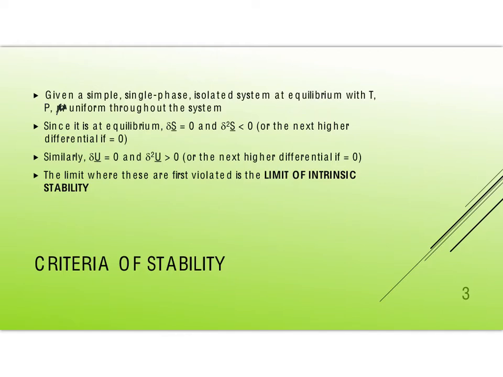Similarly, we could say that du is equal to 0, or the second differential of u is going to be positive. The limit is where these are first violated, and this is going to be the limit of intrinsic stability.